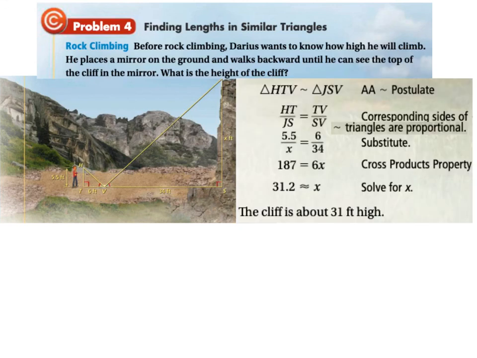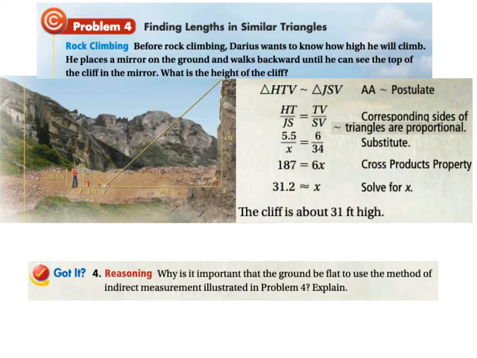So then what do we get? Okay, since we have those triangles similar, we can say corresponding sides of similar triangles are proportional, and we set it up like that. And we have X for that height. So since we have X for that height, we can then cross product property and multiply, set them equal to each other and solve out, and you find that you get approximately 31.2, or the cliff is about 31 feet high. Neat.